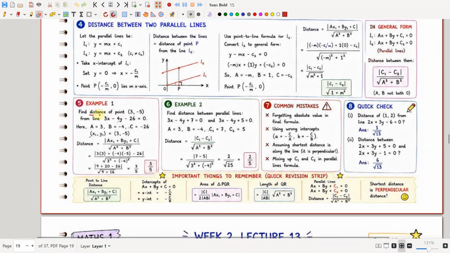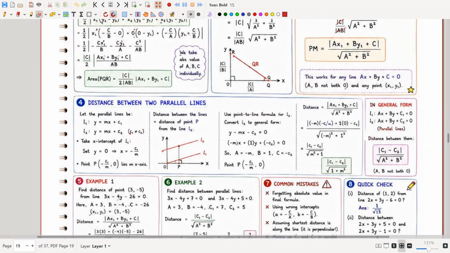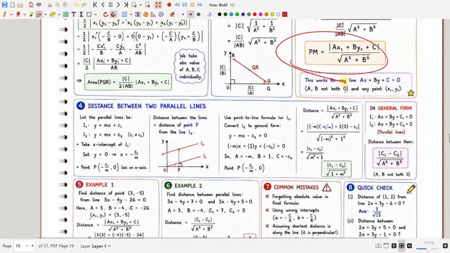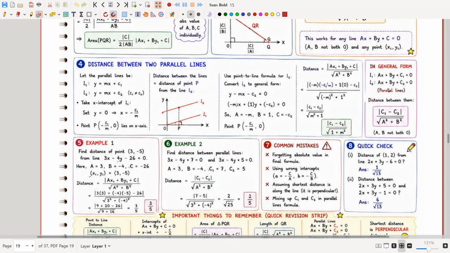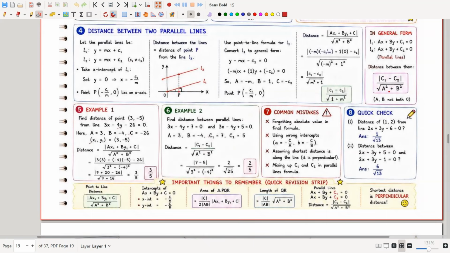Given, find the distance of the point 3 comma minus 5 from this line. Okay, so given a is equal to 3, b is equal to minus 4 and c is equal to minus 26, and x1 comma y1 is equal to 3 comma minus 5. So this is the distance formula we saw. PM is equal to modulus of a x1 plus b y1 plus c divided by root of a square plus b square. So a is 3 and x1 is 3.